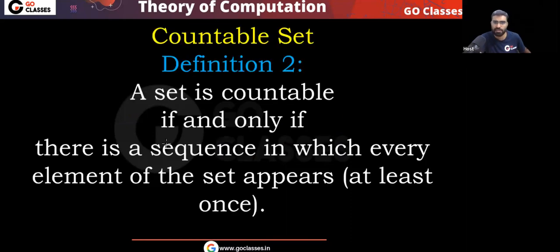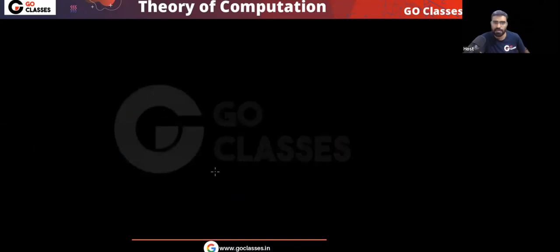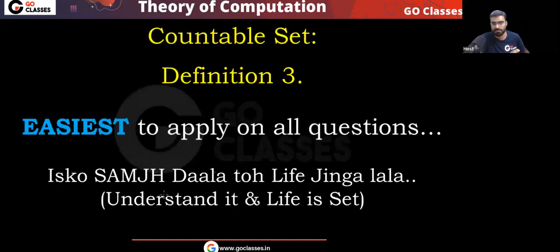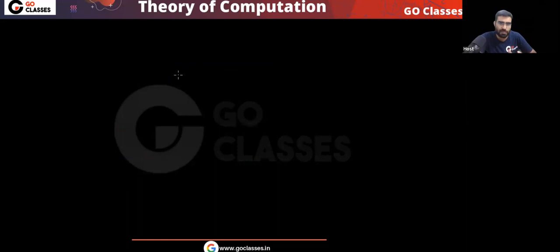So this is your definition 2. A set is countable if and only if there is a sequence in which every element appears at least once. Now we will see definition number 3. So far we have seen definition 1 and definition 2. If I give you some set and tell you to prove that it is countable, which definition will you apply? Most probably you will apply definition number 2. Yes or no? You will create an enumeration. If you can create an enumeration, then yes, that set is countable.